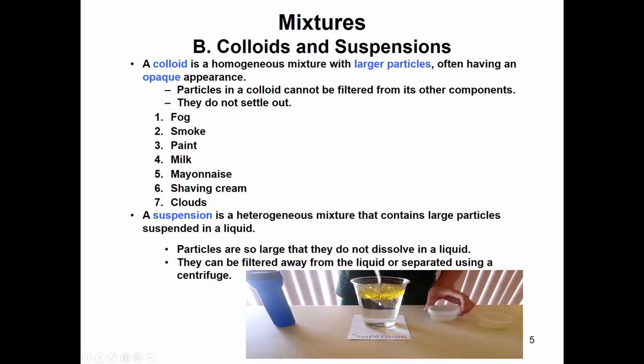They can be filtered away from the liquid or separated using a centrifuge. So this suspension is much different than a colloid and a solution, in that the particles are very large, just like they are here, but they don't dissolve in each other. So this is like oil and water. If you put oil and water together, you get a suspension. So it's suspended out away from each other, and you see those two layers. These are not soluble in each other, and so this is heterogeneous and a suspension.